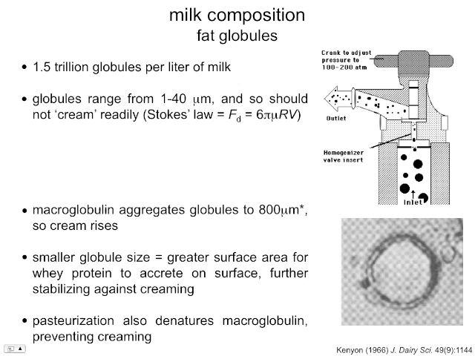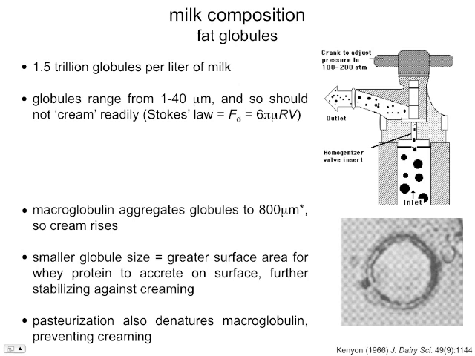Another way that we can combat creaming is to denature macroglobulin. Remember what denaturation is. This is the unfolding of proteins. Well, pasteurization, as we'll see, is heating the milk to various temperatures, and we know that heat is one way to unfold or denature proteins. So the denatured macroglobulin no longer serves as a cross-linker, and therefore doesn't aggregate those globules to the larger sizes.